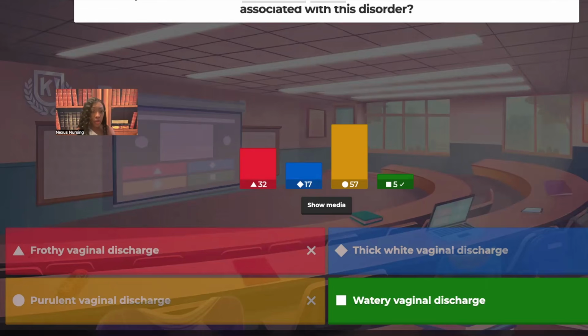Purulent vaginal discharge, which 57 of you guys went with. Purulent. Once you see something that says purulent, you should be thinking of some type of infection. Something like what? Something like pelvic inflammatory disease. Okay? Make sure you know these clinical manifestations and what they match with.